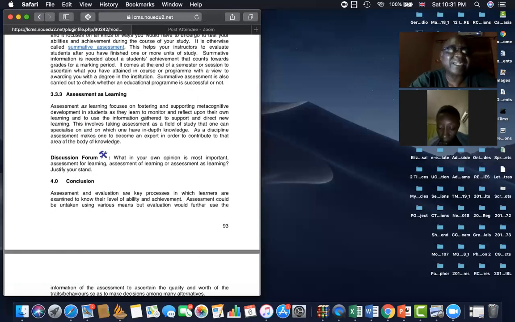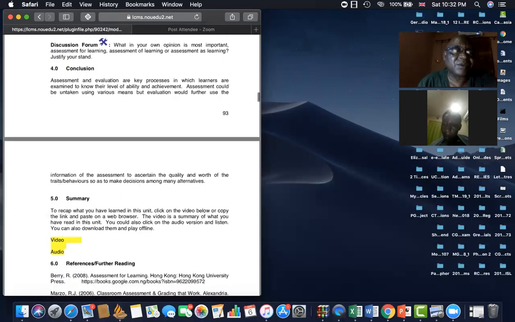Then the third one is assessment as learning. Now, assessment as learning actually is not talking of assessment as a discipline of study. Do you get it now? Yes, sir. Some people can have their PhD in educational assessment, so what they are studying is assessment as learning. In other words, they are learning assessment itself as a discipline. Okay, so we've gone over that.